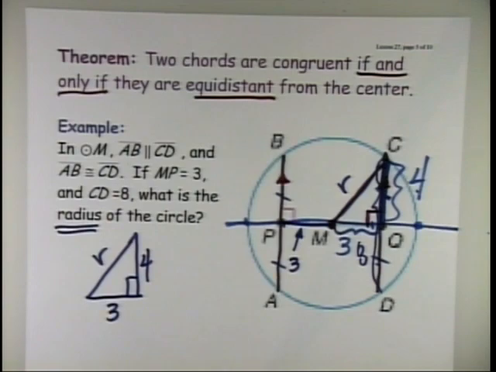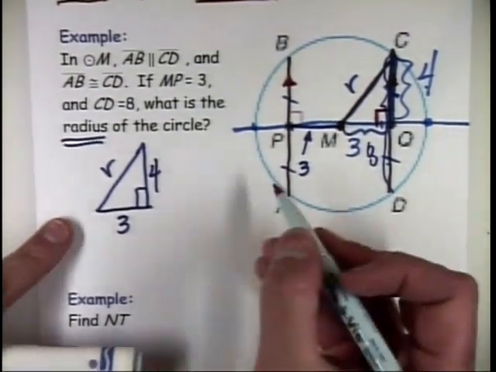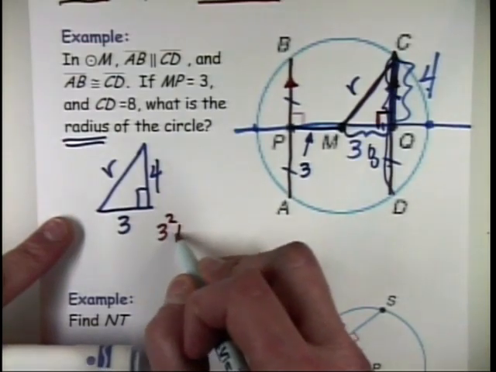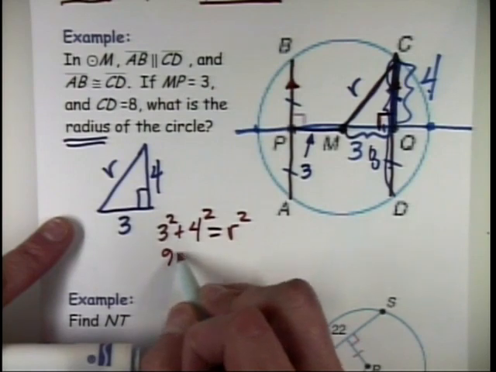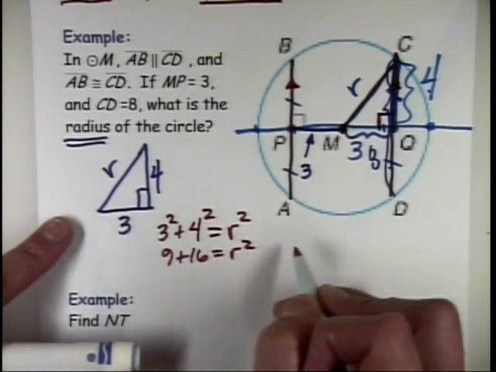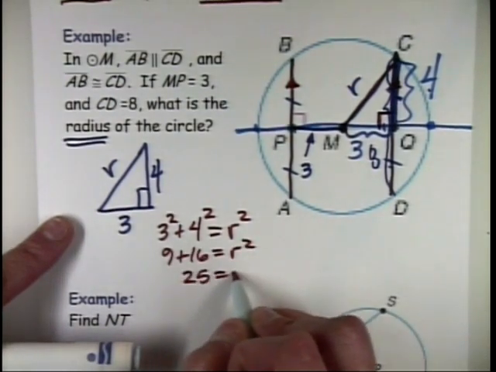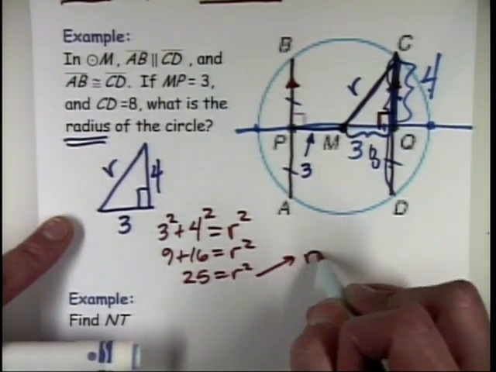So we have now set it up so we can use the Pythagorean theorem. So let's go ahead and plug in. The two shorter legs go first, so 3 squared plus 4 squared equals r squared. And so I get 9 plus 16 equals r squared. 25 equals r squared. And we'll take the square root.